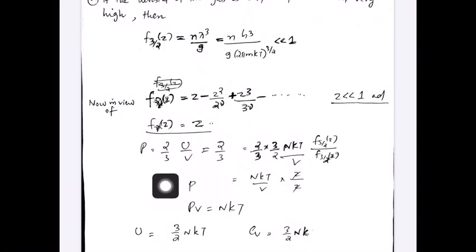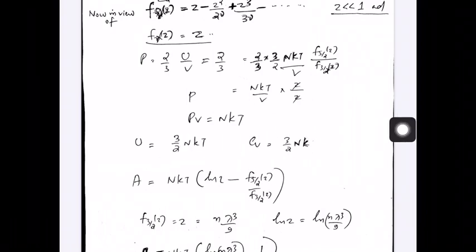Pressure, we know, is 2/3 of U by V. U is 3/2 NkT f_{5/2}(z) by f_{3/2}(z), divided by volume. If z is very small, this is z and this is z, that gets cancelled, so we get PV equal to NkT. And U is 3/2 NkT. How do we get that? U is 3/2 NkT f_{5/2}(z) by f_{3/2}(z), which is approximated by z over z, so U equals 3/2 NkT, and C_V is 3/2 Nk.